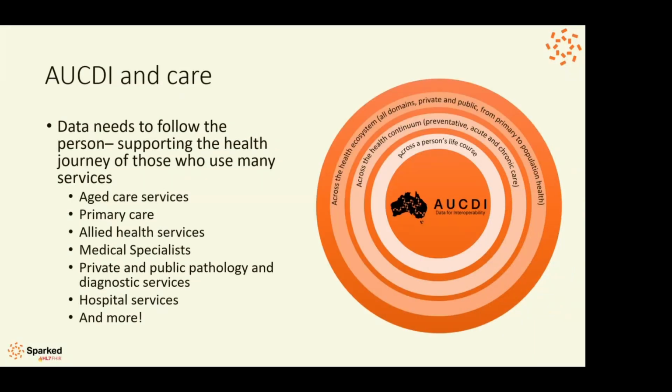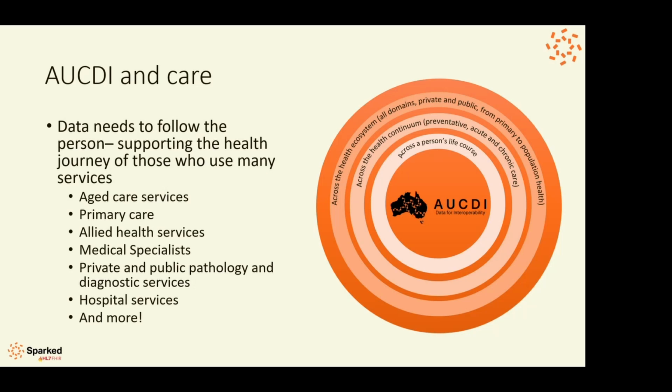So it was really important for us as we develop AECDI to think about how data needs to follow the person. We know that people are not one thing. As we progress along our health journey, we use many services. We don't just use one thing. We don't just fit into one place. So, a person may be using aged care services and primary care, allied health services, other medical specialists, private and public pathology and diagnostic services, hospital services, and many other things as well.